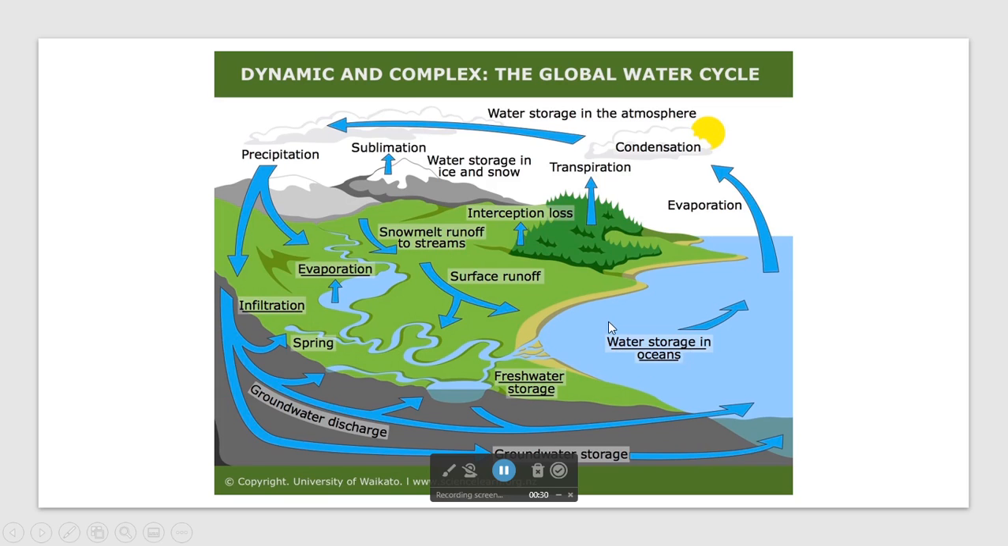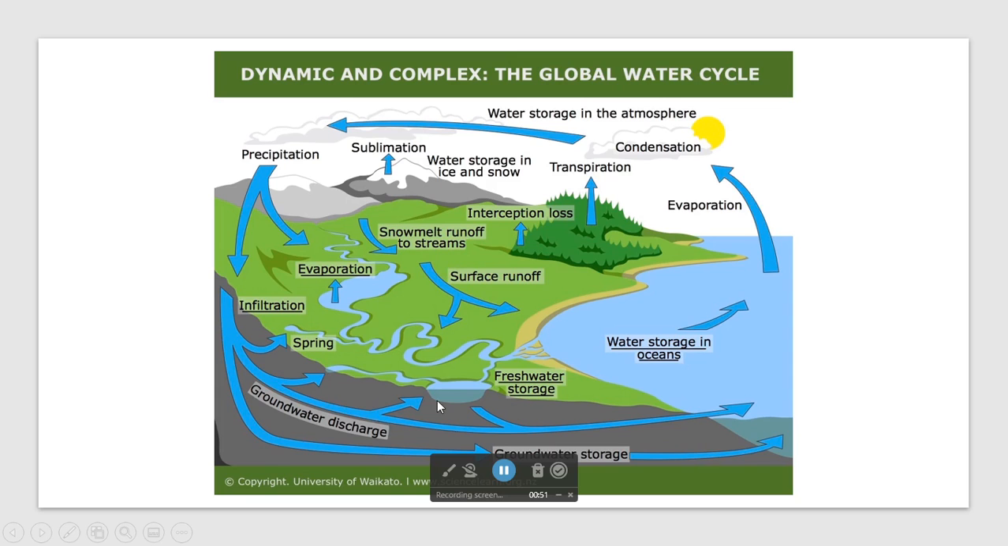So here we can have water stored in the ocean. We can have water stored on land in rivers and lakes. As fresh water, we can have it stored as snow and ice. We can have it stored as condensation in the atmosphere. And we can also have it stored beneath the ground as groundwater.